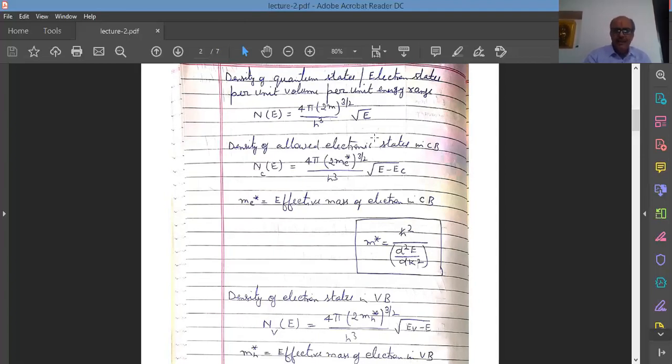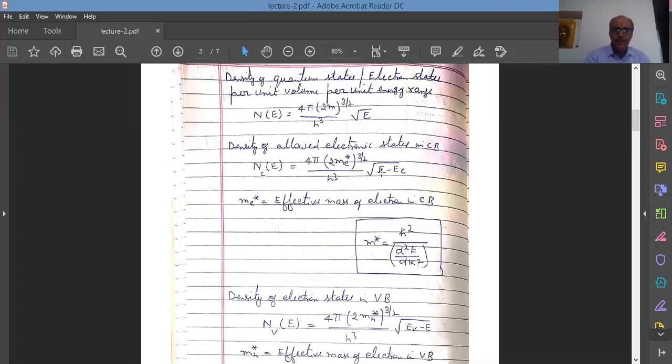The other thing here is that in place of E, we have under root of E minus EC. Why E minus EC? Because the conduction band starts from EC. The bottom of the conduction band corresponds to EC, so the energy reference here is EC. In place of 0, we have EC. So therefore, the density of allowed electron states in the conduction band is 4 pi (2 Me star)^(3/2) upon h cube into under root of E minus EC.